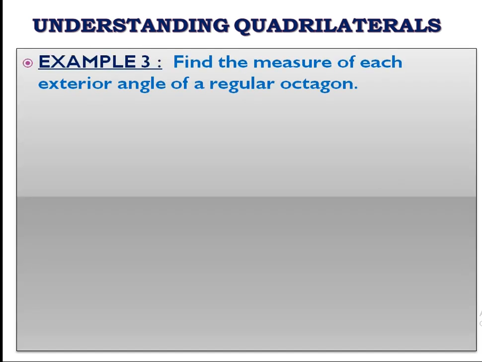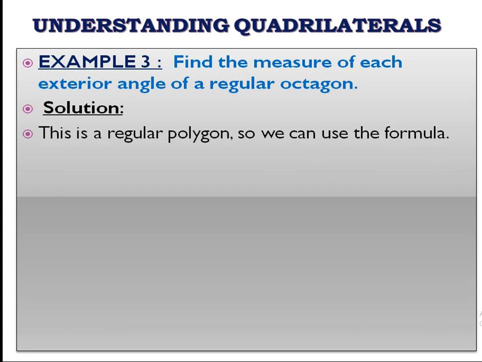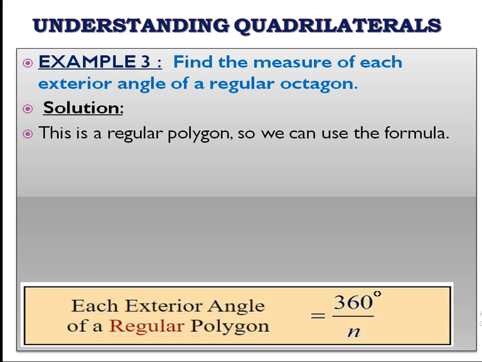Now see example 3. Find the measure of each exterior angle of a regular octagon. Let's see the solution. Here it is. This is a regular polygon, so we can use the formula. Here the formula is each exterior angle of a regular polygon is equal to 360 degrees divided by n, where n is the number of sides of the polygon. Here in the question it is given that it is a regular octagon.